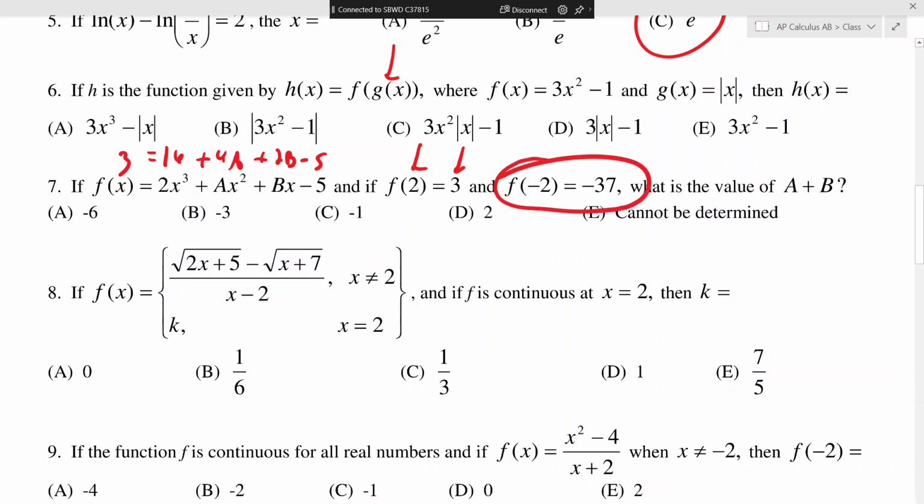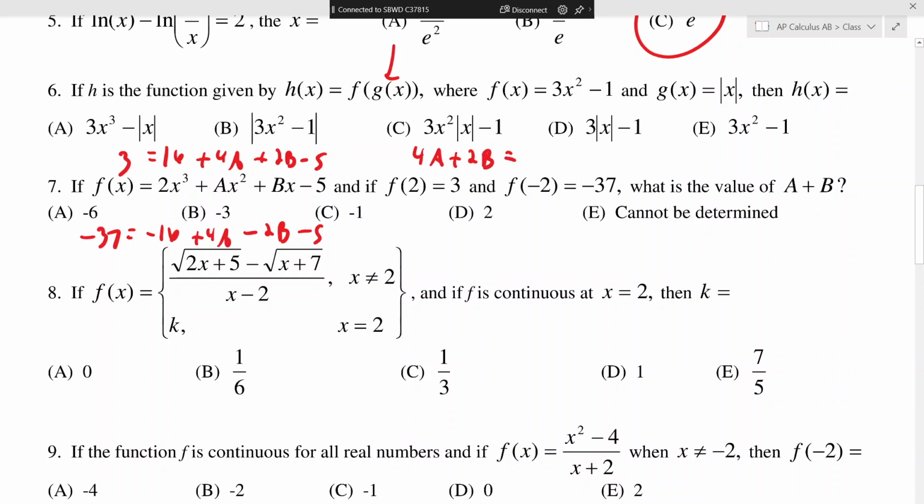When I plug in -2, I get -37. That's going to give me -8 times 2 is -16 plus 4a again minus 2b minus 5 is -37. So I just plugged in -2 and that's what that turns into. Now, that's an ugly looking thing. We're going to simplify these. This right here is the same thing as 4a plus 2b. The 16 and the minus 5 really make an 11.